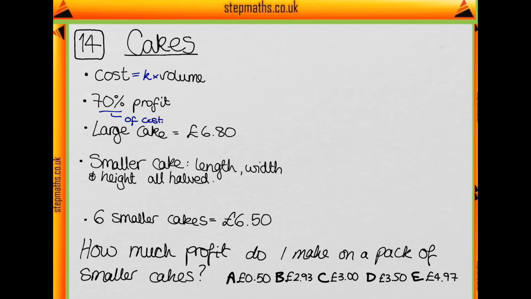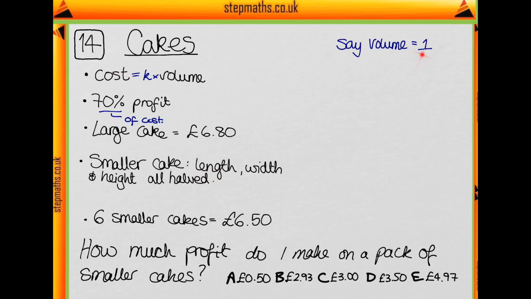Now, first of all, we're going to think about this first bullet point. So cost is directly proportional to volume. We don't know what the volume is, but we know that the volume of the large cake is linked to the volume of the small cake because we've just halved all the dimensions. So we could call the volume X or V, but we could also just say the volume is 1, because it doesn't matter. As long as we know what they are relative to each other, it's all just going to cancel out in the end.